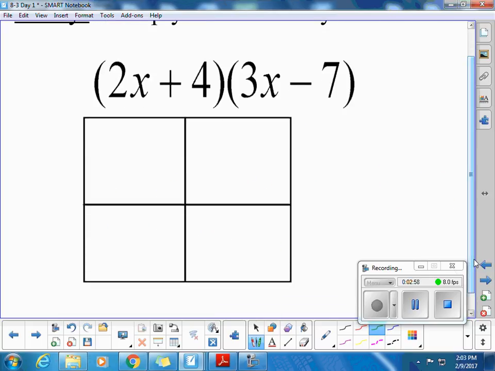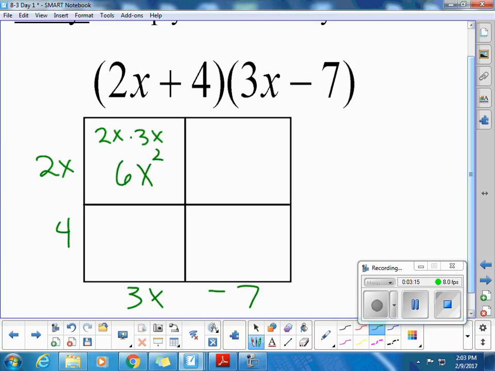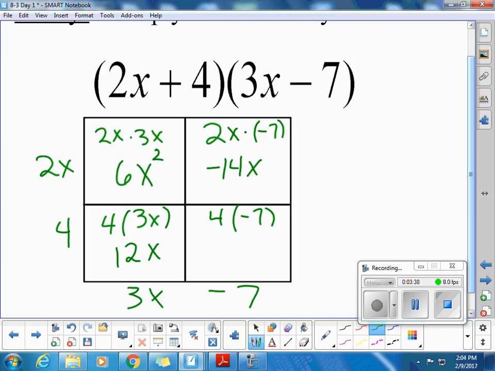2x plus 4, 2x and a positive 4, and then 3x and a negative 7. So in this top box would be 2x times the 3x. 2 times 3 is 6, so I'd have 6, x times x is x squared. And then let's go to the right. In this box, I would have 2x times negative 7, which is negative 14x. And bottom left, I would have this 4 times my 3x, and that would be 12x. And then bottom right would be 4 times negative 7, which is negative 28.